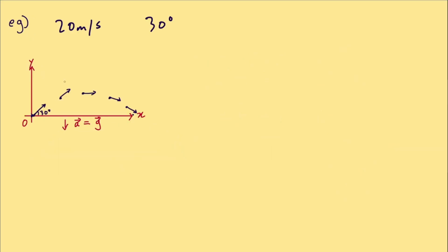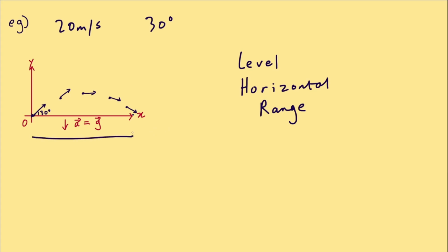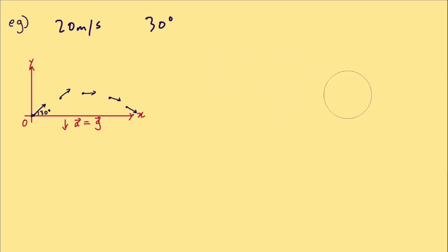I've made it a bit smaller because we need some space. Let me introduce to you a very important concept. It's called the level horizontal range. The level horizontal range in this situation would be the total horizontal distance traveled. That is what it is. Now there's an equation for it. Let's call it R. The level horizontal range is R. And it has a formula, and it applies when a projectile lands at the same level that it started at. Now if this range is the total x distance, then we can say x is equal to R.